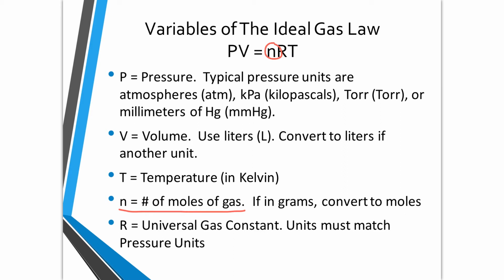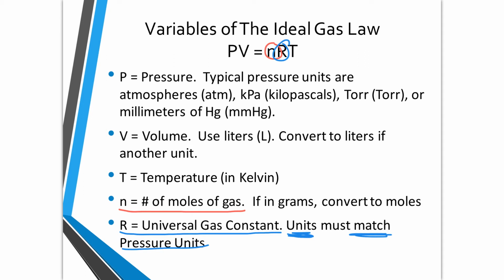And then the last thing we need to understand is this R value. And the R is the universal gas constant. Now the key thing here is the units of the gas constant must match the pressure units that we are given. So if we are given atmospheres, the gas constant has to be the one that we use with the atmospheres in the units. And you'll see what I mean by that in a minute.